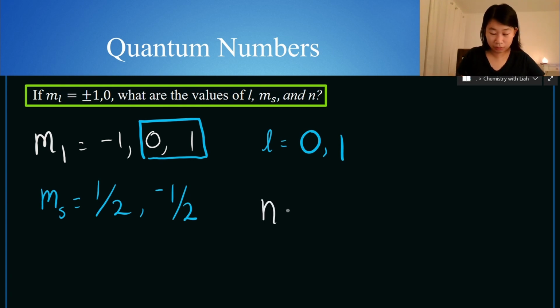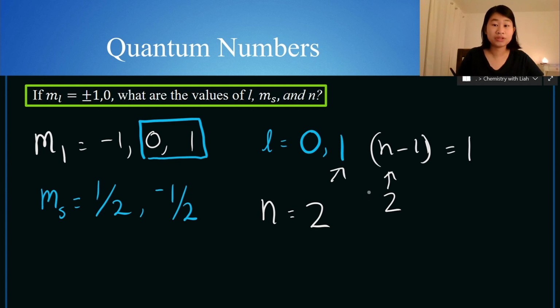And finally, for our value of n, now we're going to go from L to n. Remember that the maximum value of L is n minus 1, right? And so if n minus 1 is equal to 1, then this must be 2. So we know that n equals 2 in this case because we are given the maximum value of L, which tells us that that value was n minus 1, and so we just need to find n. What minus 1 is going to be 1? Well, that's going to be 2. And so for our quantum numbers, we have the spin, the positive and negative 1/2. For L, we have 0 and 1, and for n, we have 2.